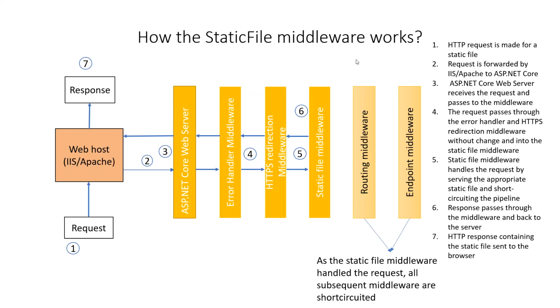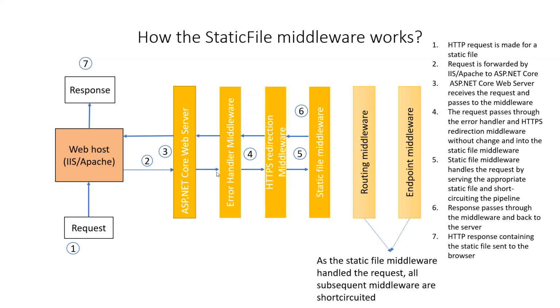Now let's see this slideshow. This is about how the static file middleware works. Okay, so we have got a web host, IIS or Apache, it could be, or any other web host. So the start point is here, request number one. It is the HTTP request meant for a static file, and this request is forwarded by the IIS or the Apache server to the ASP.NET Core web server. Okay, and which then passes it to the error handler middleware.